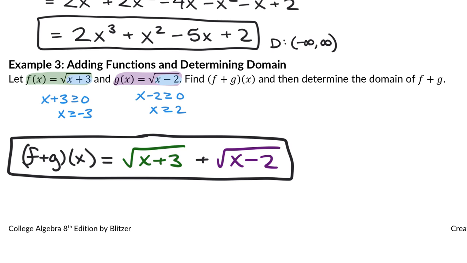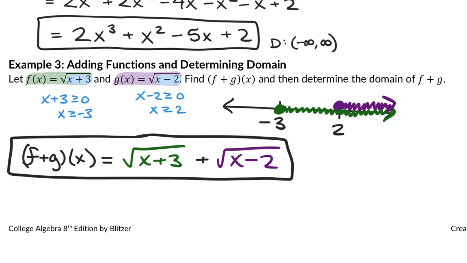While that was not very complicated because we're just adding them together, talking about the domain is going to be a little bit more complicated. If we draw a number line for this one, I have the number -3 and the number 2 that are important for my equations. For the green one, we know that x has to be bigger than or equal to -3. But for the purple one, it needs to be bigger than or equal to 2. Do you see how these restrictions are overlapping a little bit?